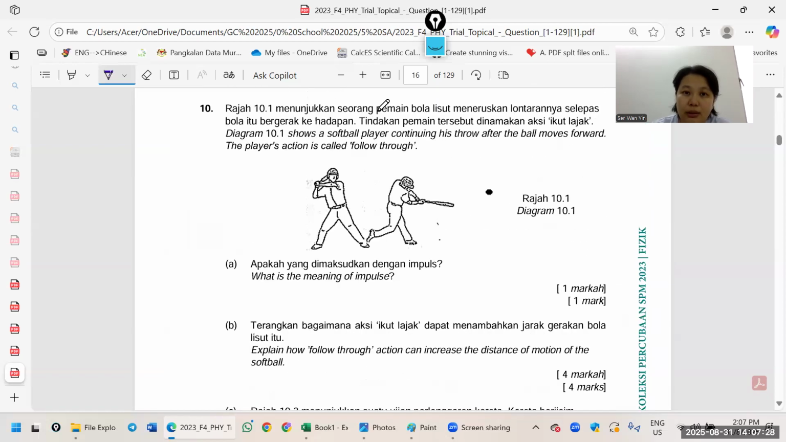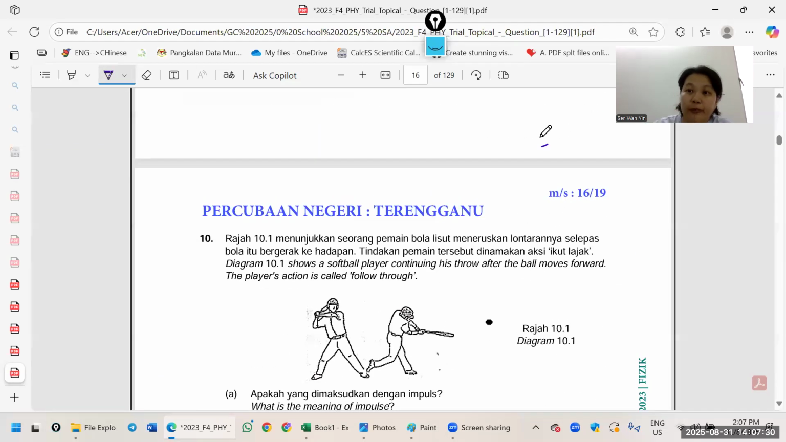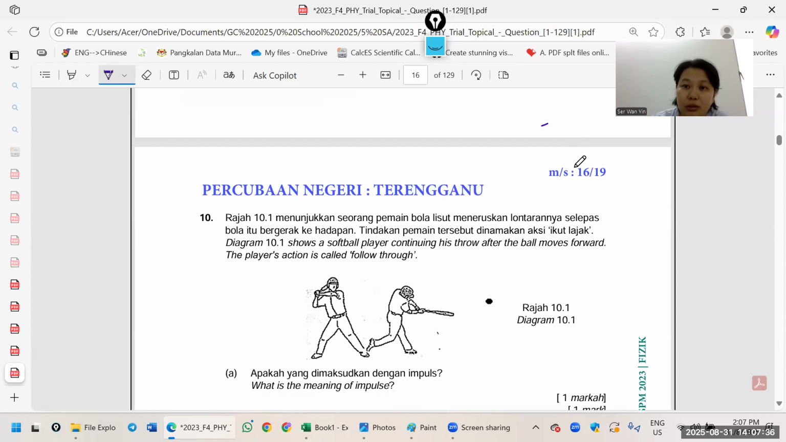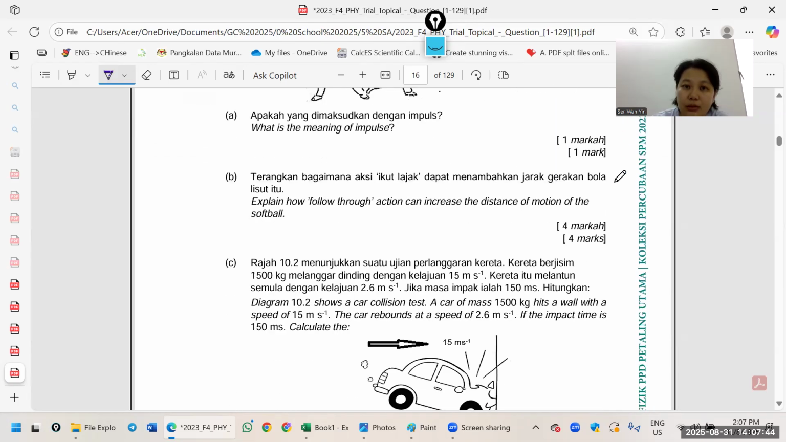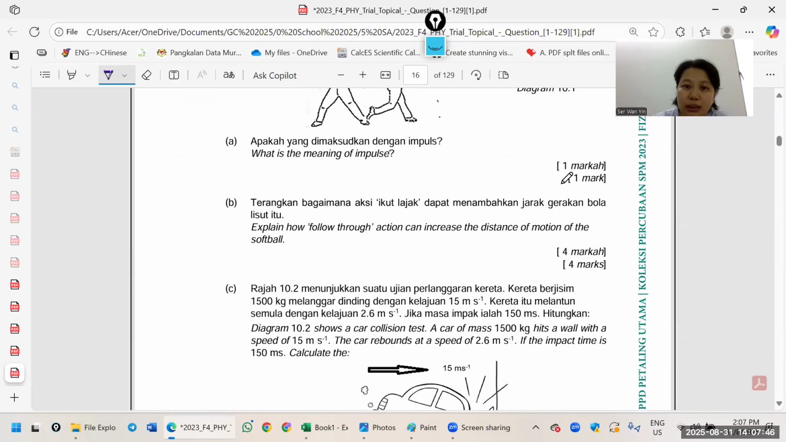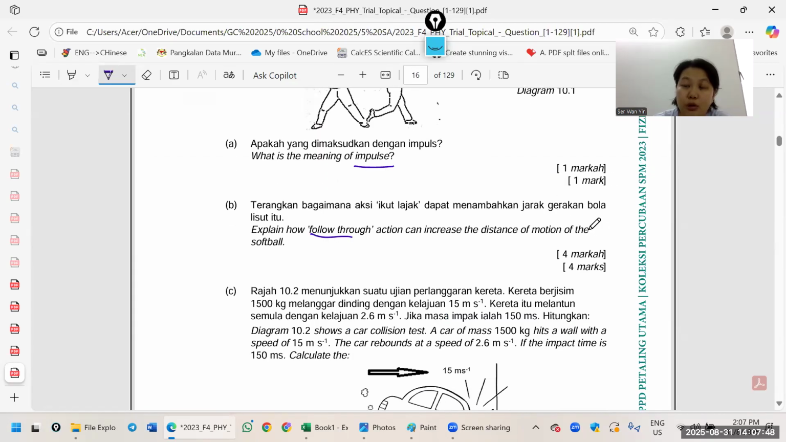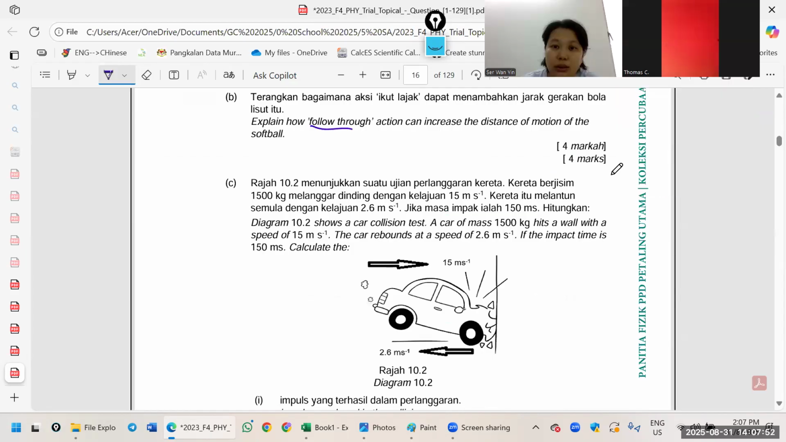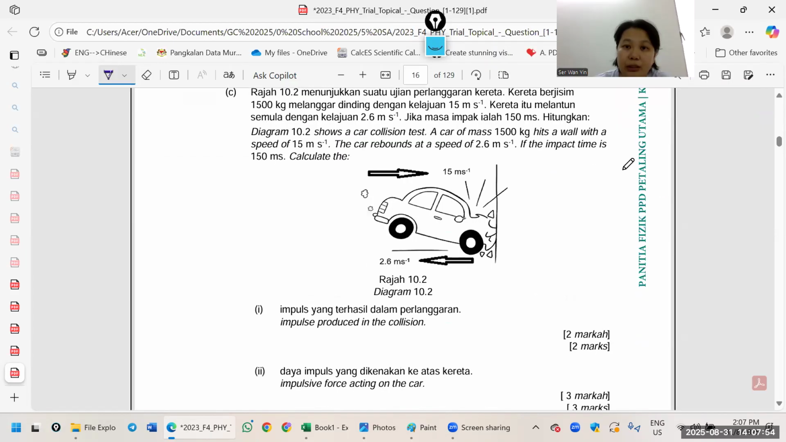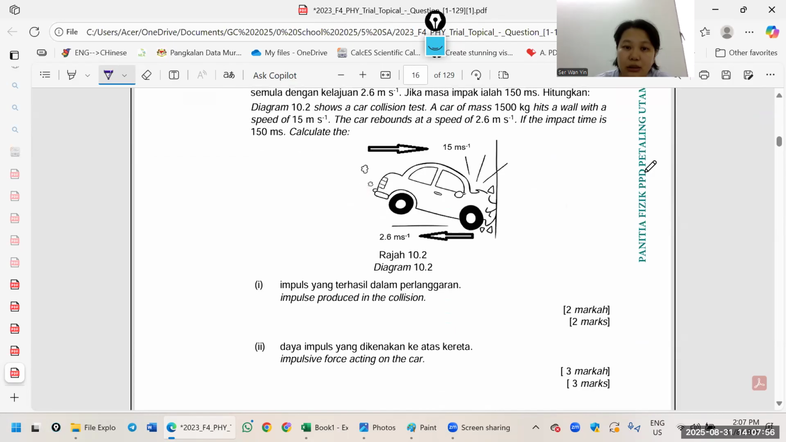Okay, we look at this one for school, the school module. Right, the school module, Form 4, Chapter 2, page 16 to 19. Let's see. I think impulse and follow through you already know. So we continue here. This is a car collision.